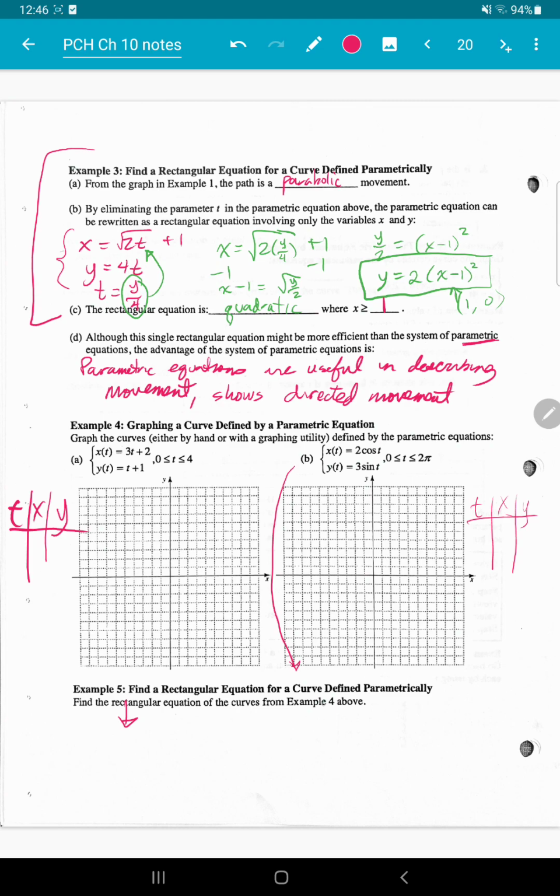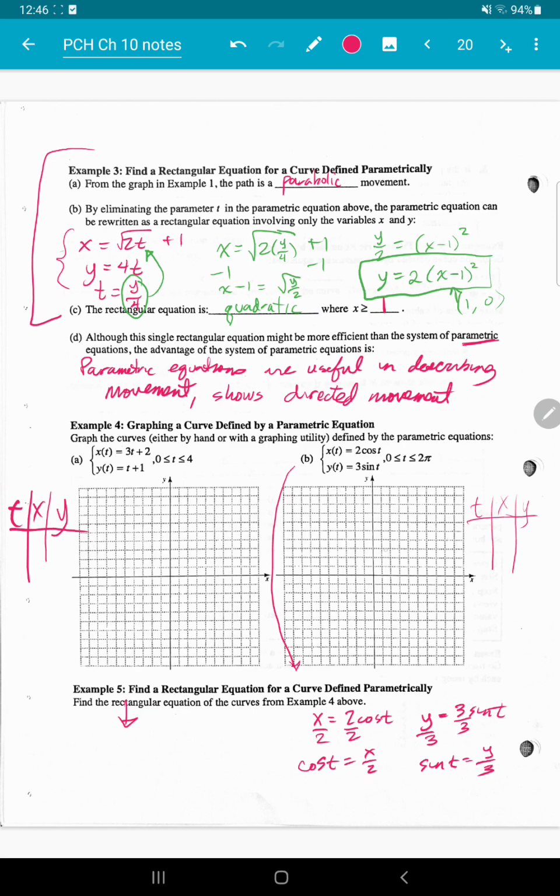And what we're going to do is we're going to go ahead and say, okay, so since x is 2 cosine t and y is equal to 3 sine t, we're going to work with this a little bit differently. If we divide both sides by 2, and over here divide both sides by 3, you'll see that cosine of t is equal to x over 2, and sine of t is equal to y over 3. So this is going to be a little bit different, right?